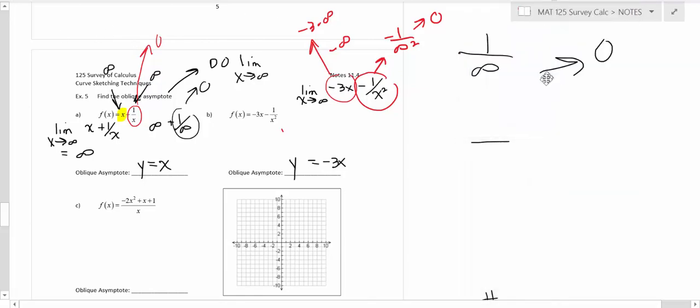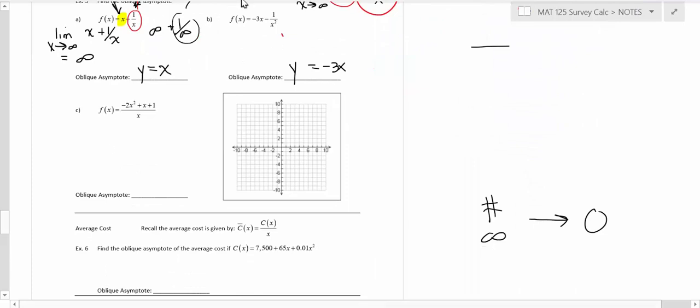Okay, so next one we're going to do this. Again, we're going to do the limit as x approaches infinity of negative 2x squared plus x plus 1, all over x. Now what you're trying to do to get that oblique asymptote, you probably need to break this up. What's going to end up happening on this problem is the denominator is going to get infinitely big. Now, we're not going to find the oblique asymptote that way, but you don't need to write this down.